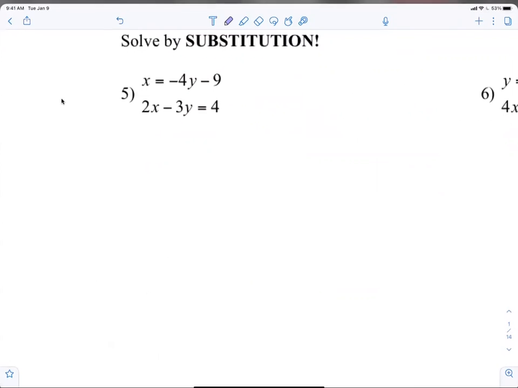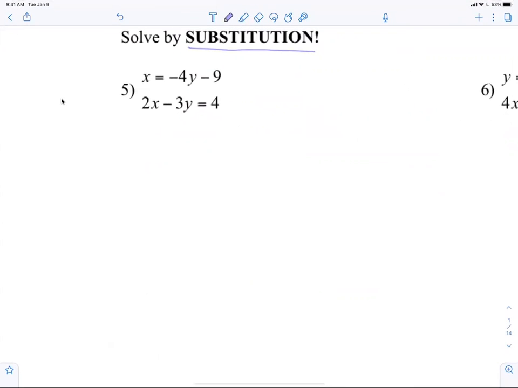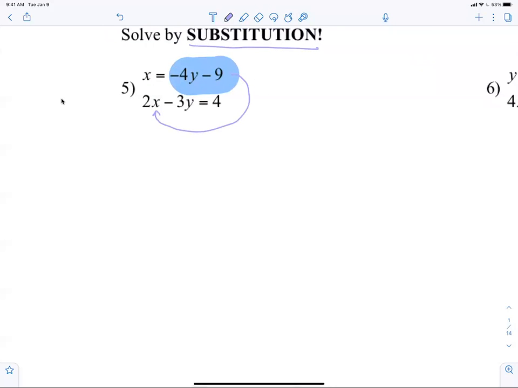So now substitution. We're practicing the substitution. Right now, I do know that x equals -4y minus 9. So what I did was I took the x and replaced it. All right. For those of you who haven't been here, now's your time. Double check. Everyone else, just keep right on going.